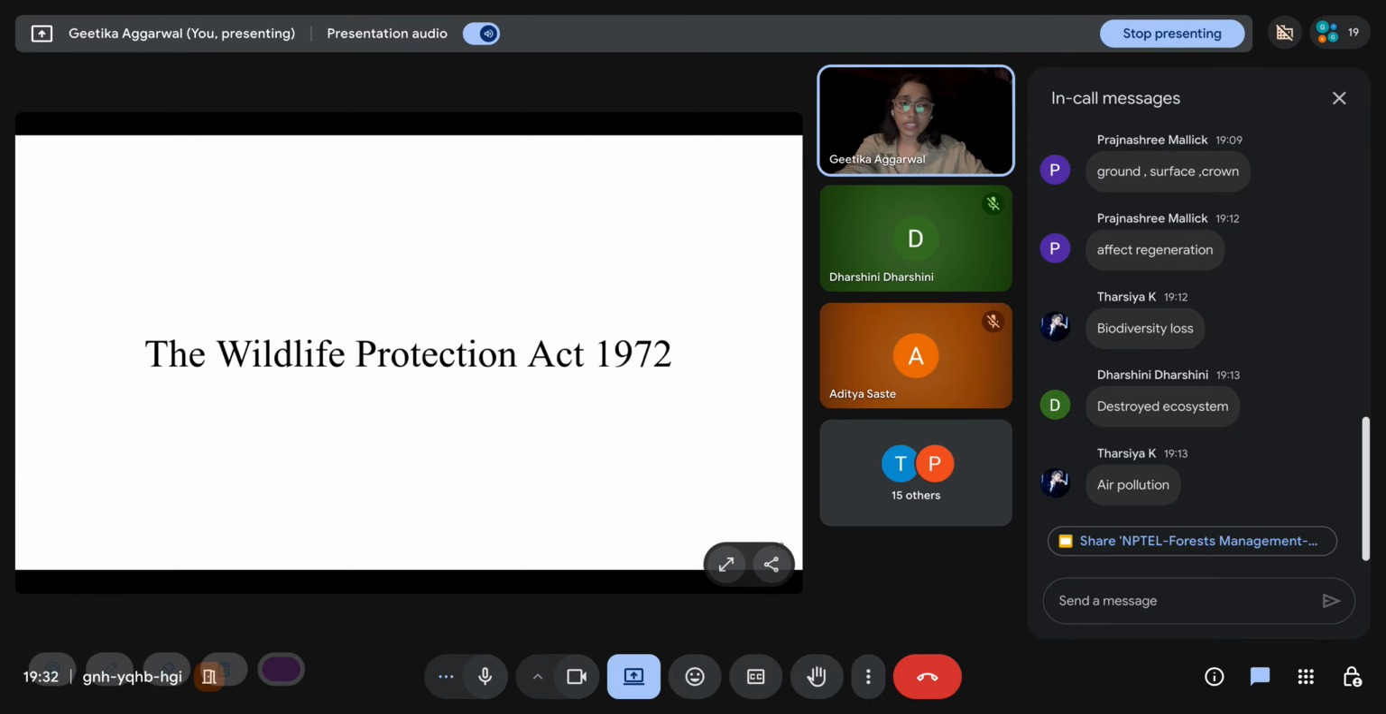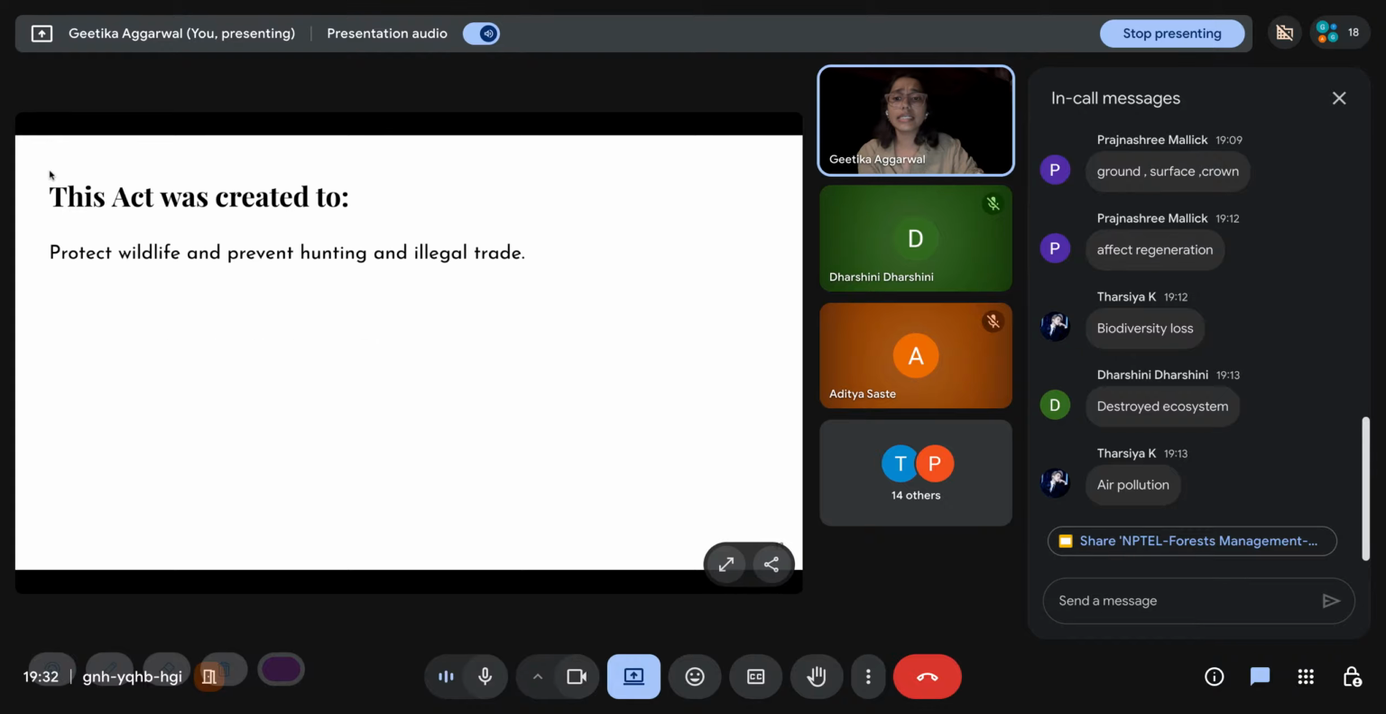Next is the Wildlife Protection Act. So this came up in 1972, basically when the government realized that, oops, we have done a lot of poaching, a lot of the biodiversity is gone from the country, and now they conducted a census, and oh, we don't have the same number of tigers, we don't have the same number of elephants, we need to come up with certain protection act. That's when the Wildlife Protection Act came up. What it basically does is it protects wildlife, prevents hunting, and prevents illegal trade of wildlife. Wildlife is not just animals, it's birds and plants as well. So it protects all of these, birds, plants, animals, and prevents the hunting and illegal trade.